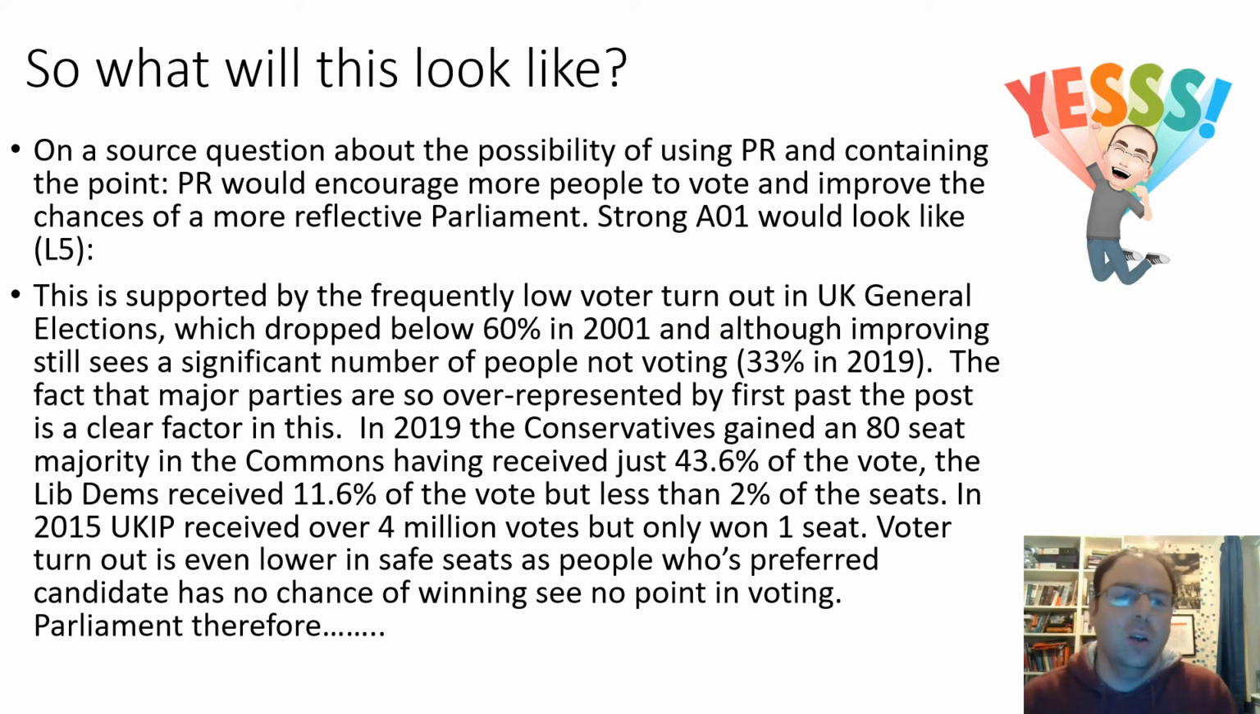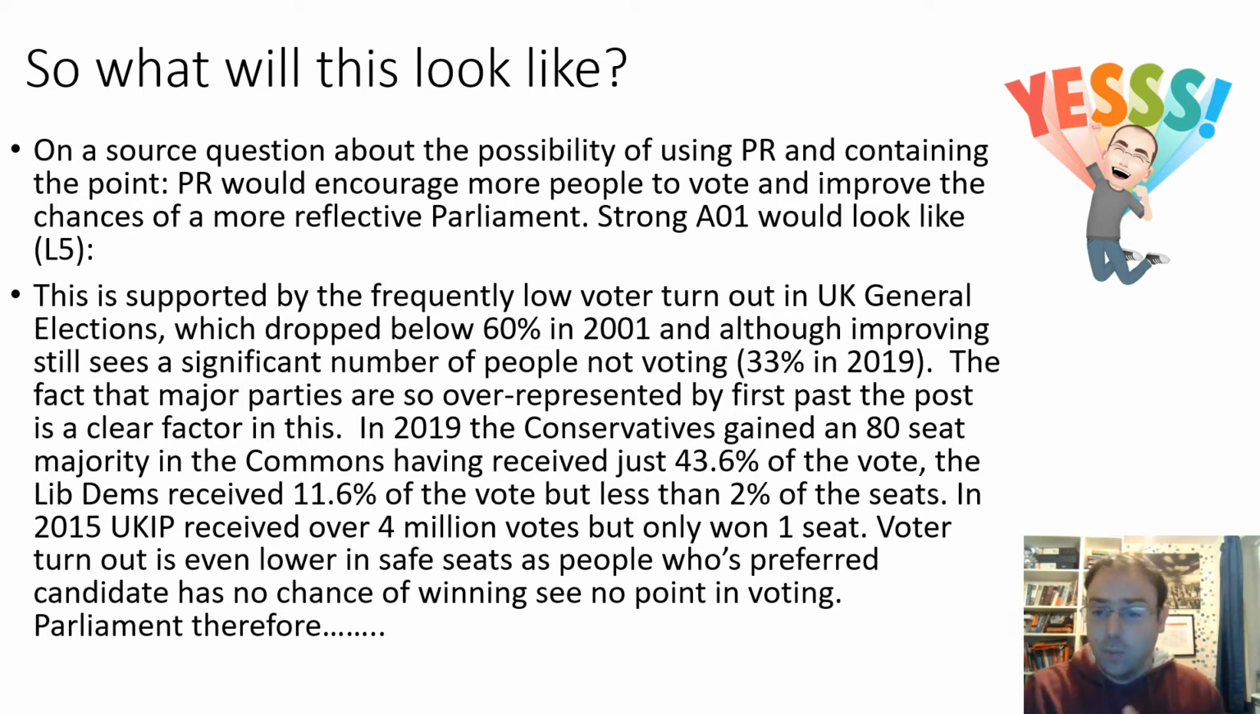So what would it look like on a source question? Well, I've looked at a source question. It's about the possibility of using proportional representation in the UK. And there's a point in the source that says proportional representation would encourage more people to vote, improving the chances of a more reflective parliament. So what would strong A01, level 5 A01 on this look like?